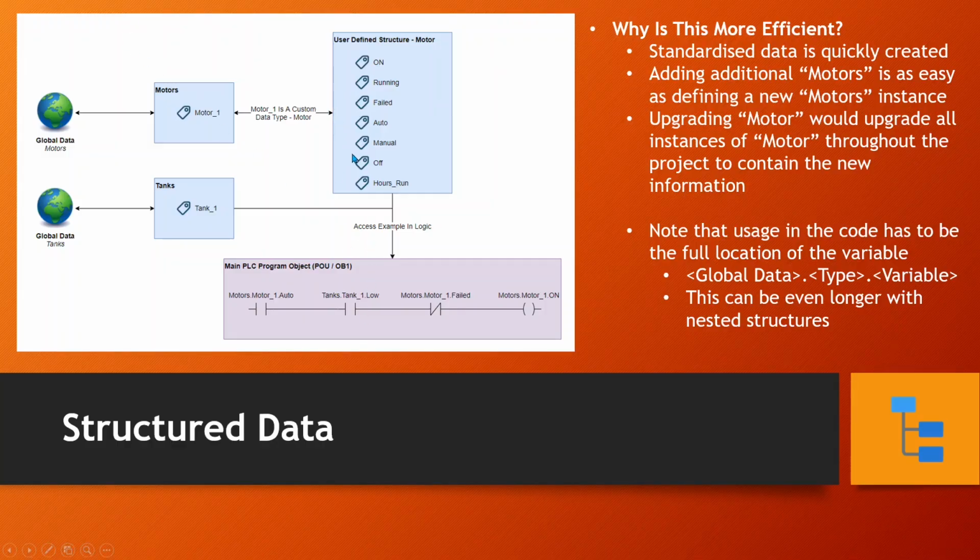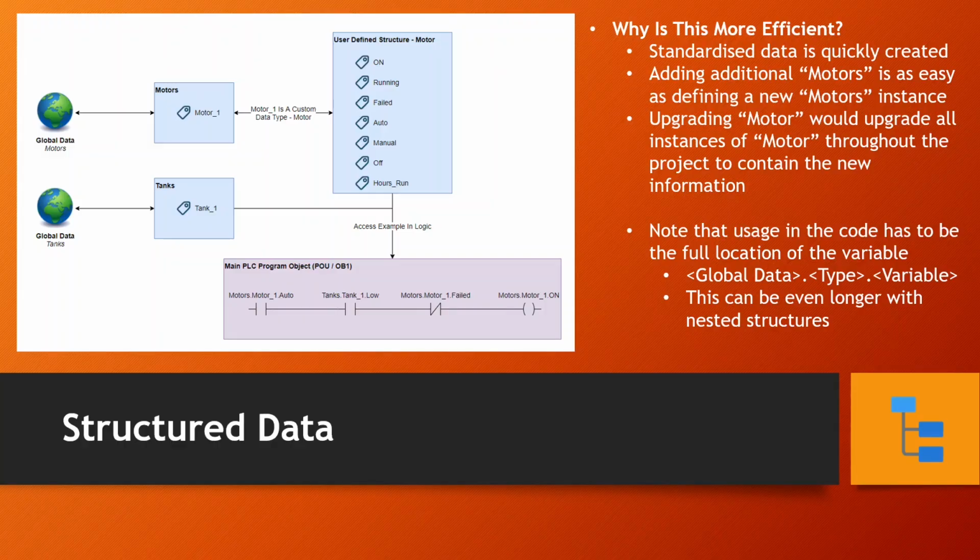Now again, just to keep things simple, I haven't put the data type, but they are all booleans in this case. And then what's happening in our logic now is, you can see we are accessing it via motors.motor1.auto and tanks.tank1.low. So this logic is exactly the same as it was in our previous example of the unstructured data. However, now we have a structured approach of, if we go to our motors global data, we have motor1, which is a motor data type, and we know that that's going to have auto, failed, manual, off. It's going to have all that stuff in there just because it's been declared as a motor type.